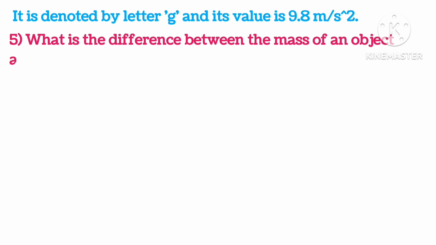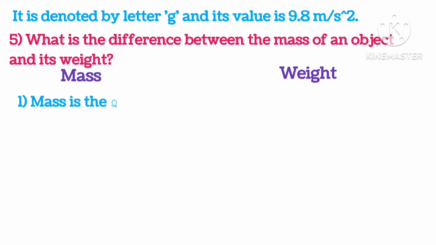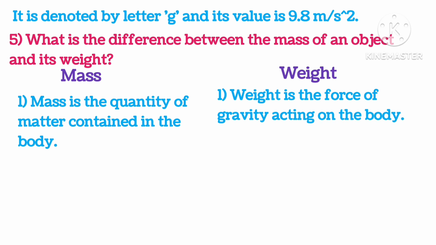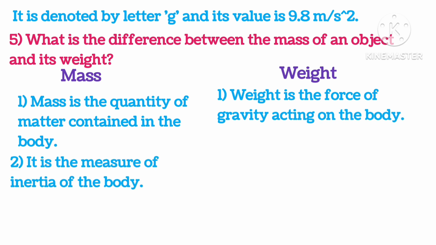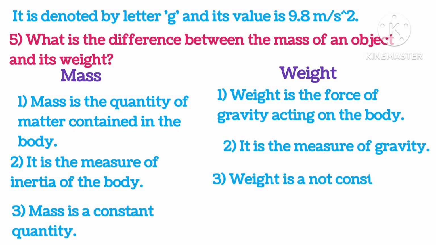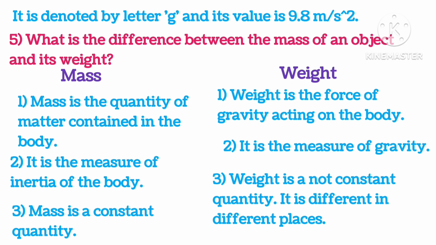What is the difference between the mass of an object and its weight? The difference between the mass and the weight of an object is: mass is the quantity of matter contained in the body. Weight is the force of gravity acting on the body. Mass is the measure of inertia of the body. Weight is the measure of gravity. Mass is a constant quantity. Weight is not a constant quantity. It is different in different places.